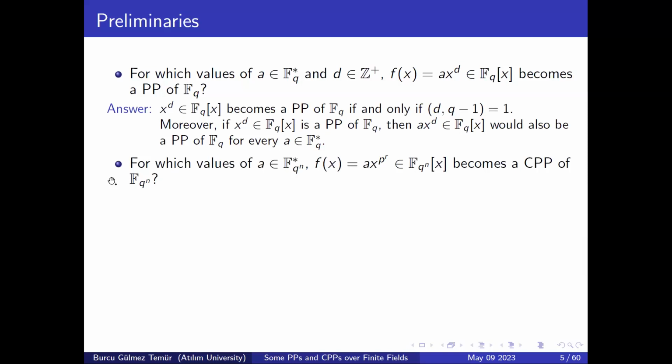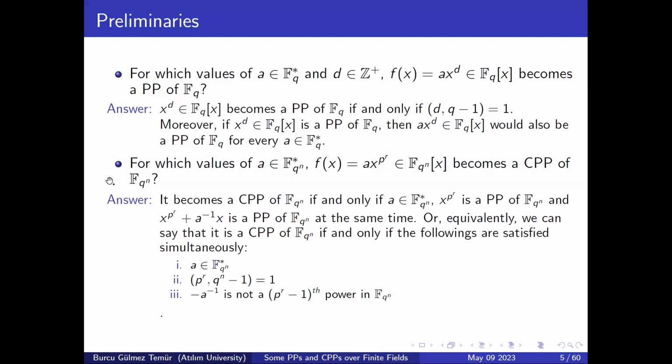And if you ask for which values of a the polynomial a times x to the power p to the power r becomes a complete permutation polynomial, I mean, itself and itself plus x must be permutation polynomials, it is again easy, the conditions are easy. a must be in F_{q^n}^*, p^r and q^n minus 1 must be relatively prime, and minus a inverse must not be a (p^r minus 1)th power in F_{q^n}.